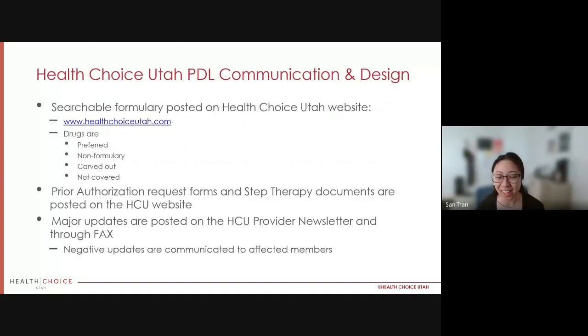Oh, there it goes. All right, so when it comes to communicating our PDL to the public, we do have a searchable formulary on our website at healthchoiceutah.com. And on there, you'll find that drugs are listed as preferred, non-formulary, carved out, or not covered. We also have prior authorization forms and step therapy documentations posted on our website. When it comes to updates to our formulary, if it's a major update, we do post it on our provider newsletter as well as through fax. If it's an update that will negatively impact our members, we do communicate that directly to the members.